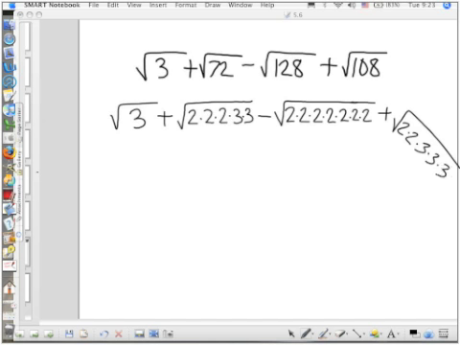Okay? A little crooked. Sorry. All right, so here we're done. This is 1 square root of 3. Plus, I have a group of 2's, so I can take out a 2. And I have a group of 3, so I can take out a 3.